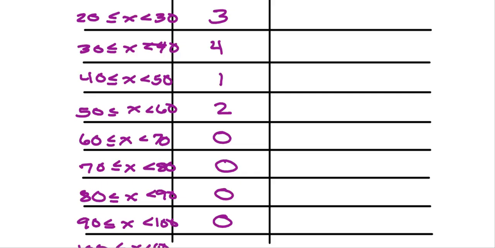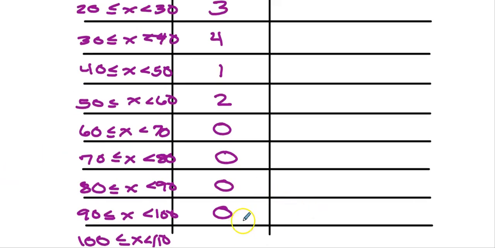But then our last one, from 100 to 110, we had that one number of 105. So we're going to put 1 right there. Oh, that should be a 1, sorry. All right, so we have a 1 right there. So with that, that counts how many numbers. So remember, your frequency tells you how many numbers are inside of that range.